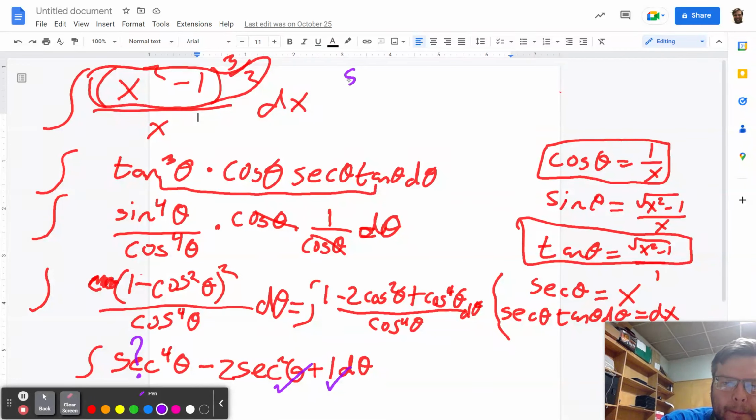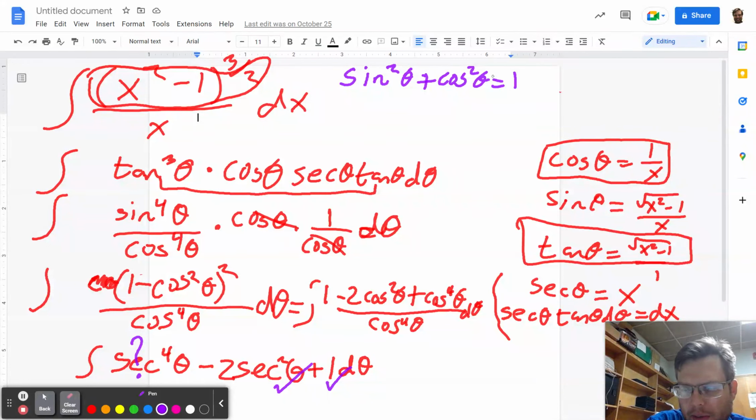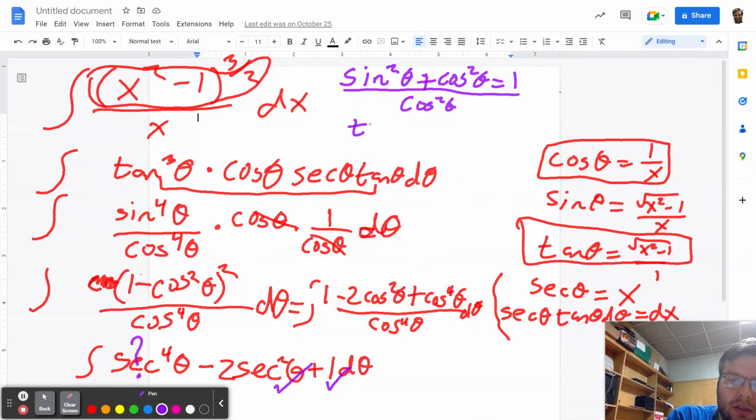Let's try it. So I know that sine squared plus cosine squared is equal to 1. But what I care about is secant. And so I'm going to divide by cosine, because secant is 1 divided by cosine. So I'm going to divide everything by cosine squared. And that gives me tan squared theta plus 1 is equal to secant squared theta.